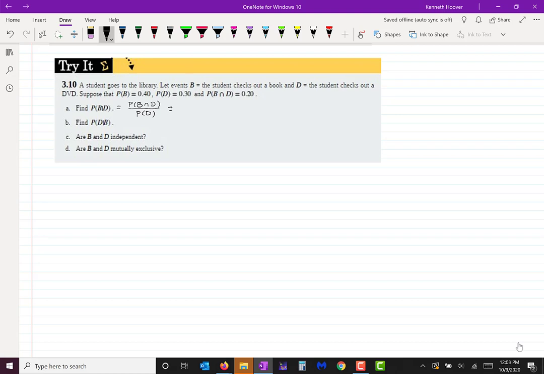You just have to do 0.4 divided by, oh, I'm sorry, that's not it. It's 0.2. I was looking at the wrong thing. 0.2 divided by 0.3. And what are we going to get? We're going to get 2/3, or if it's a decimal you want, it'll be what? This is important.